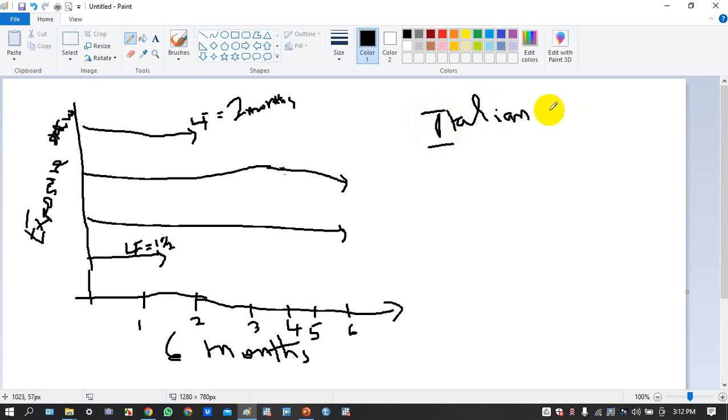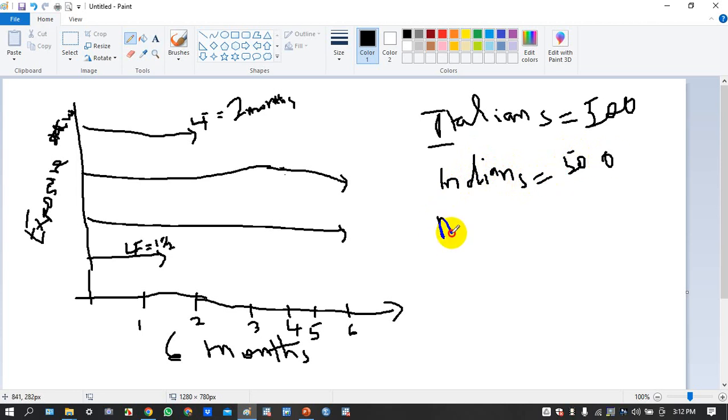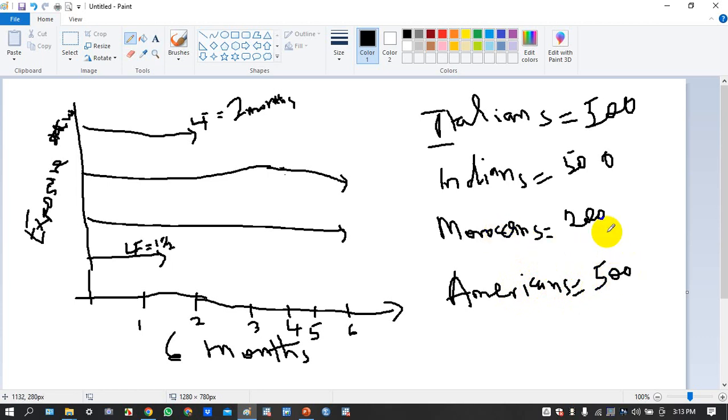Italians being 500. Indians being 500 in a cross-sectional study. You remember cross-sectional study. Then Moroccans, which are Africans, being, because of racism, because they are Africans, they say, oh, let's take 200. Then Americans also being 500. If we do this, we have been biased towards the Moroccans, who are Africans. We pick only 200, but the rest we pick 500. Bias has set in.